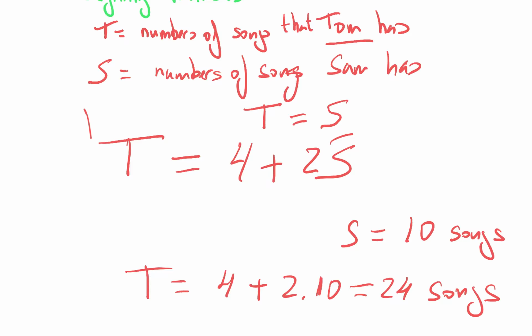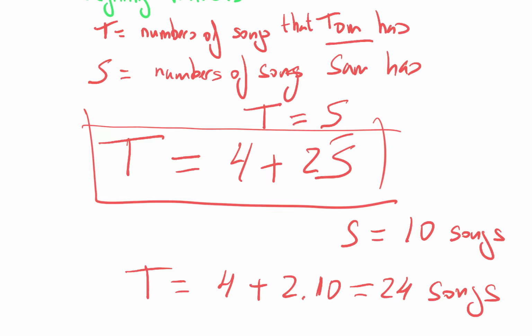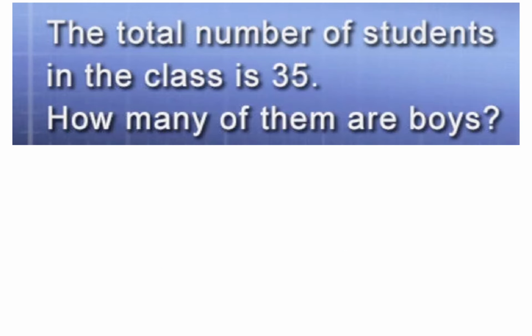So we write an equation that will say how many sons Tom will have in many, many different situations. Okay, the total number of students in any class is 35. How many of them are boys? The total number of students in the class is 35. How many of them are boys?